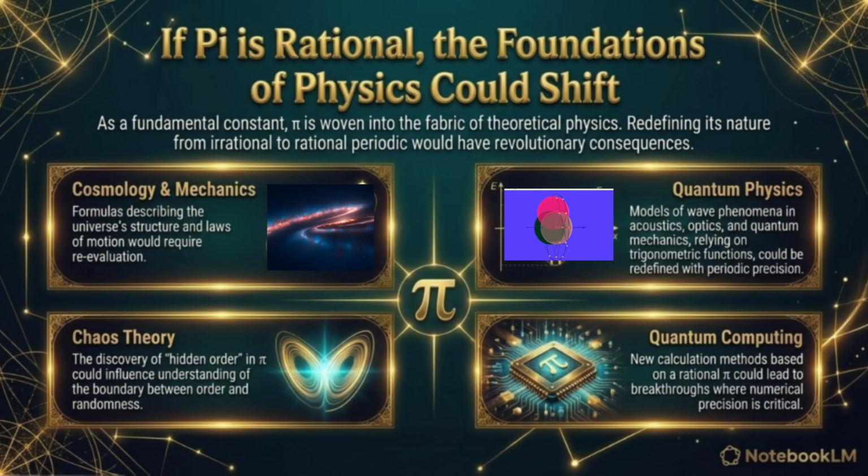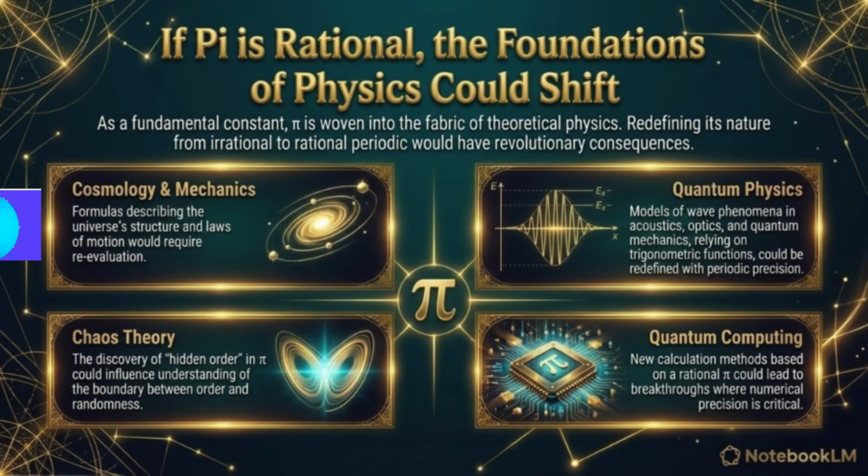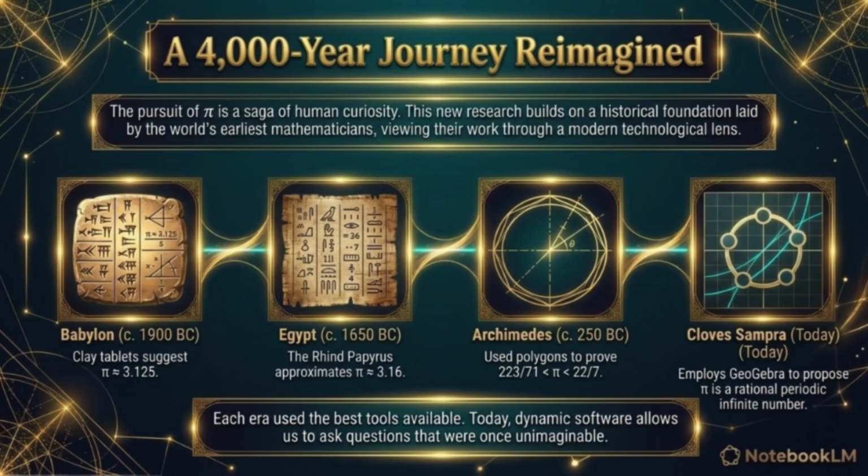This is obviously a profound challenge to established thought. And to really understand its place, we need to see it not just as a mathematical claim, but as a new chapter in a very, very old story. I mean, this research is building on a 4,000-year saga, from the Babylonians' first approximations to the Egyptians, to the absolute genius of Archimedes. The hunt for pi has always been a story about humanity using the best tools we have at the time. This timeline positions the work of Cloves Sampaio Junior as that next step, using the dynamic software of today to ask questions that were once simply unimaginable.